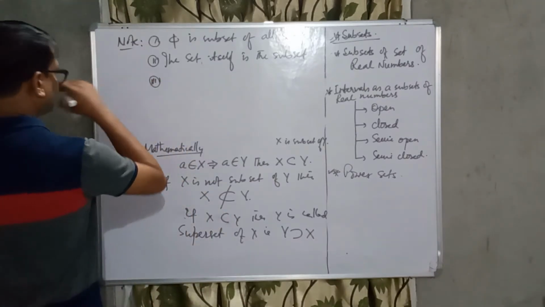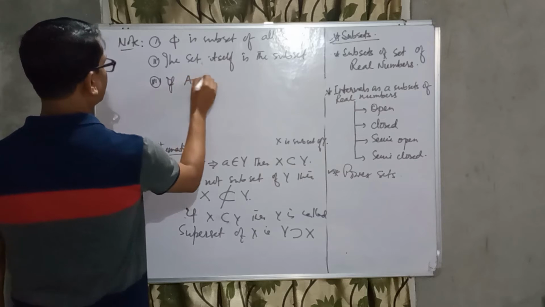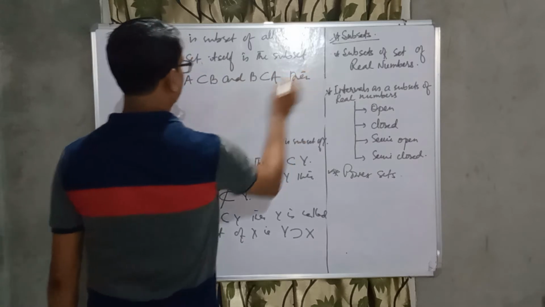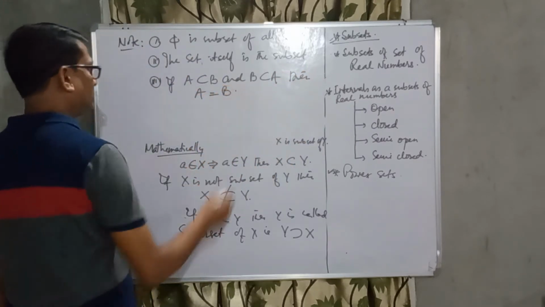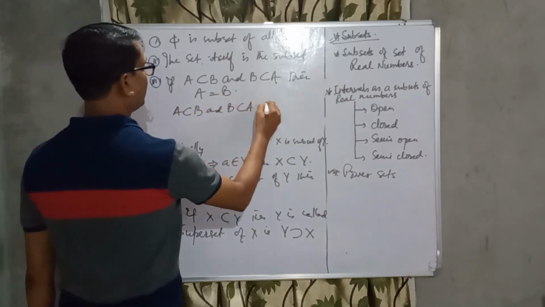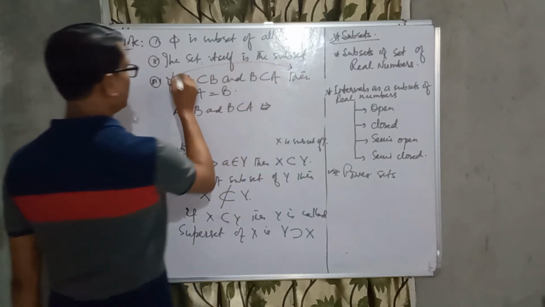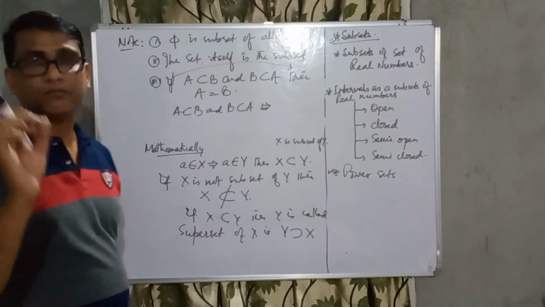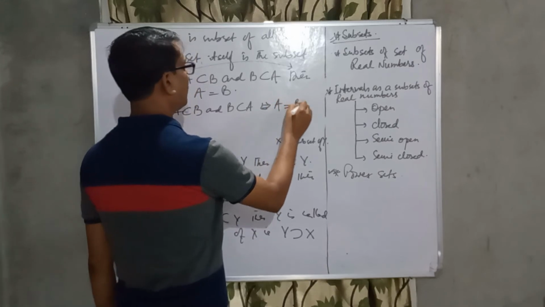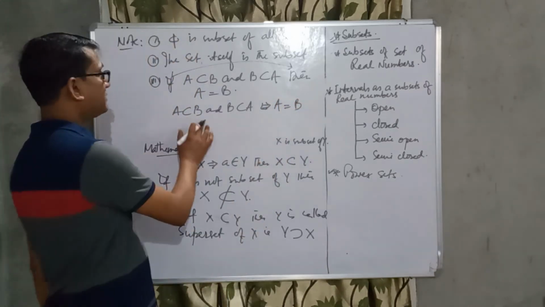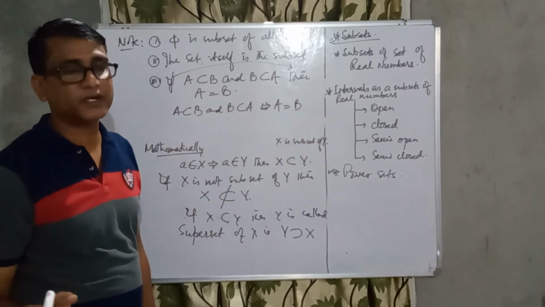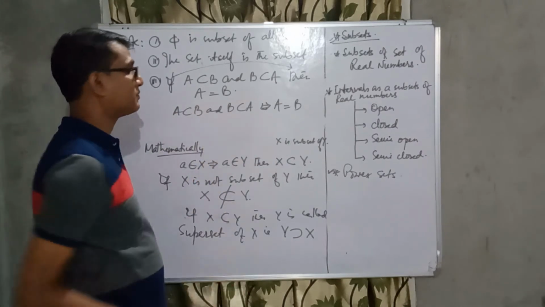Next, what can you say? If A is a subset of B and B is a subset of A, then A is equal to B. Or mathematically, what can you write? A is a subset of B and B is a subset of A implies, by the biconditional, A equals B. Both sides are true. Or we can say if the sets are equal, then A is a subset of B and B is a subset of A.